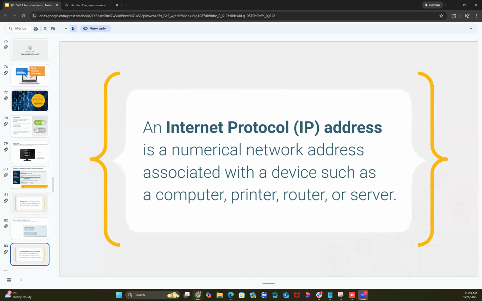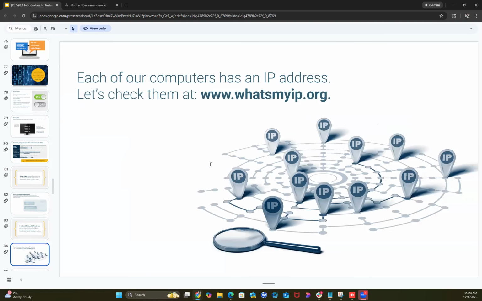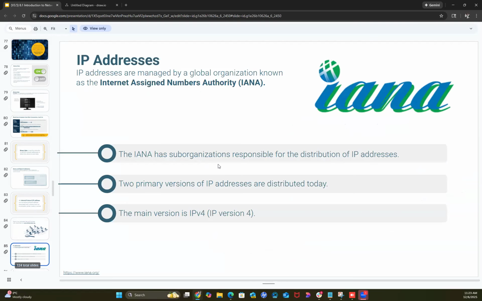So an IP address is a numerical network address associated with a device such as a computer, printer, router, or server. Your machine has an IP address that you can easily view by going to What's My IP. We know how to use this website.